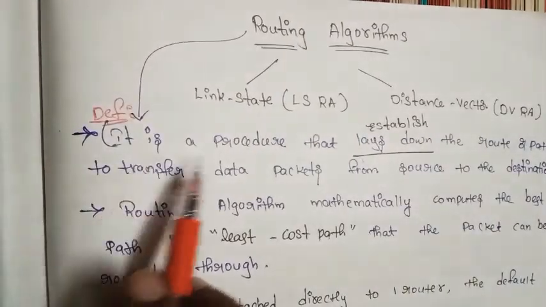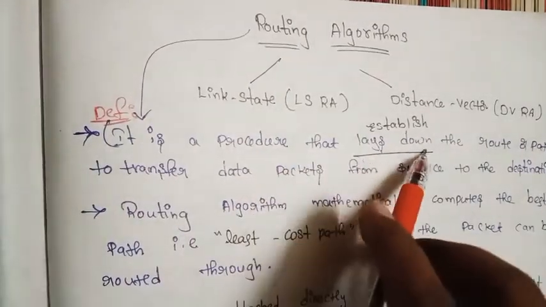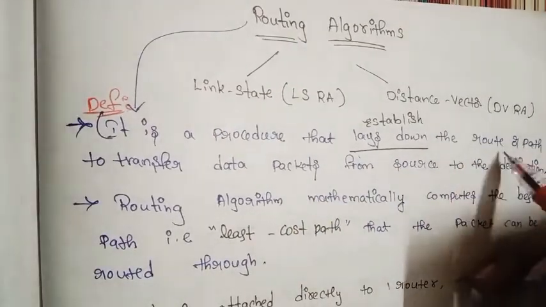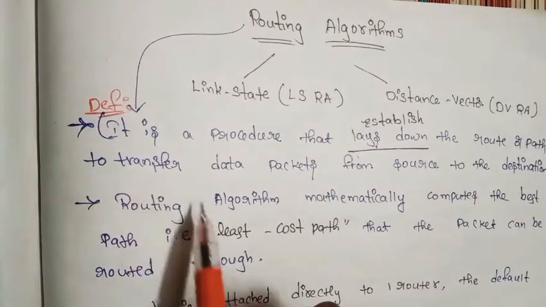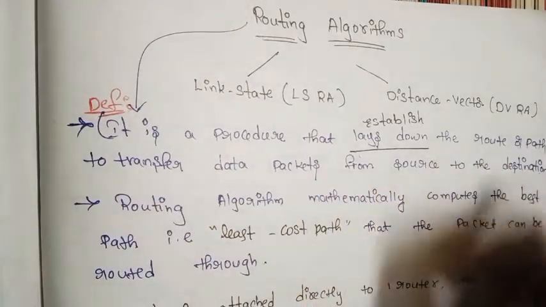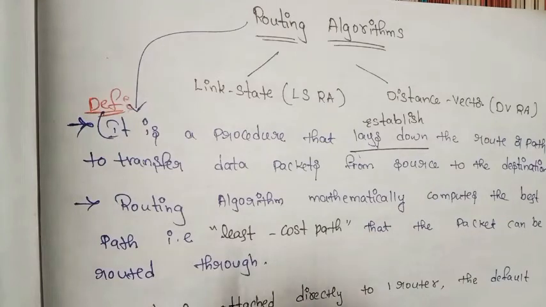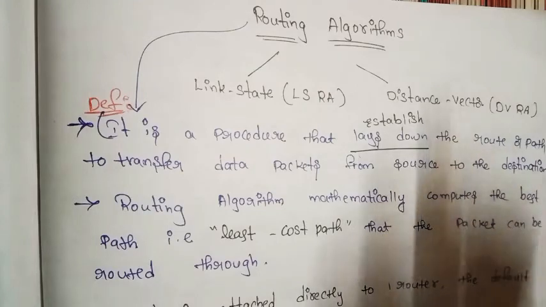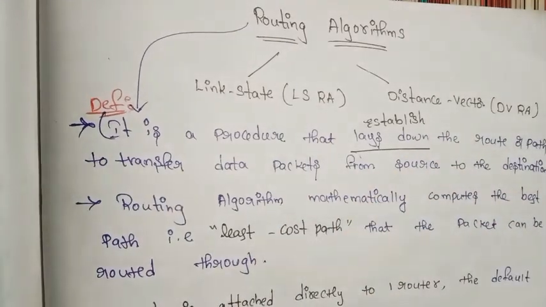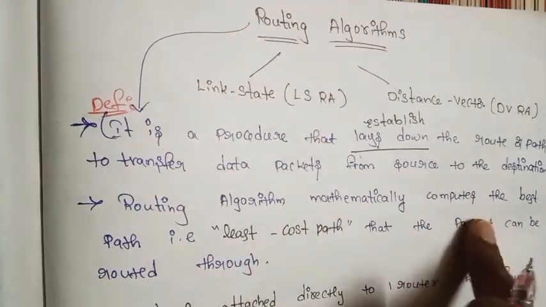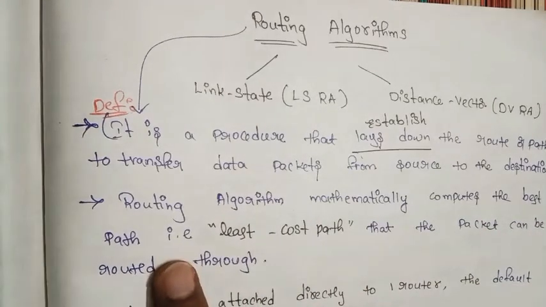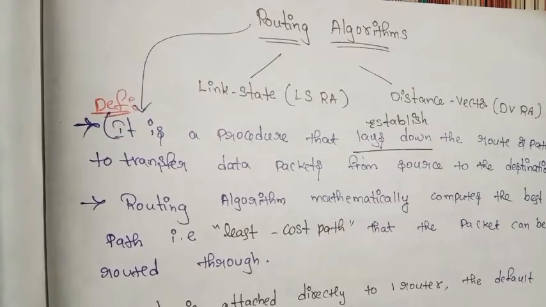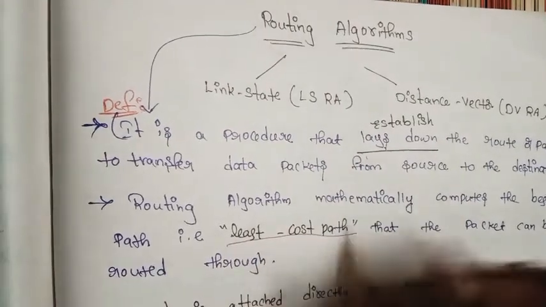It is a procedure that lays down. Lays down means it establishes, guys. It establishes the route or path to transfer data packets from source to destination. That means it will establish one route to transfer the packets from one source to the destination. Then the routing algorithm mathematically computes the best path, that means the least cost path. So a routing algorithm computes the least cost path, guys.